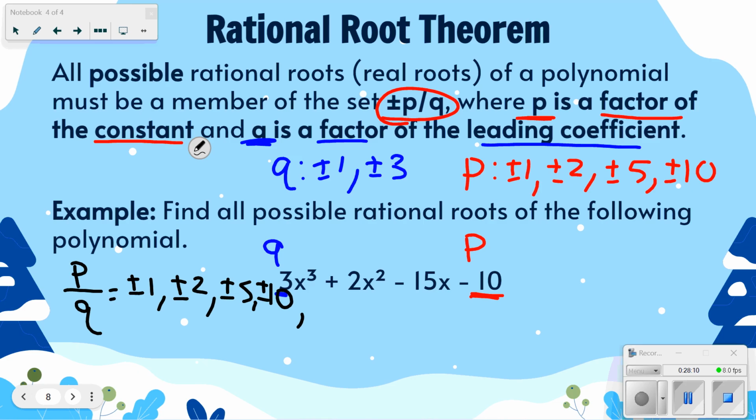Now I have all those same P values, but now I'm going to divide them by my next Q, which is 3. So I'm going to have plus or minus 1 over 3, 2 over 3, and 5 over 3, and 10 over 3.